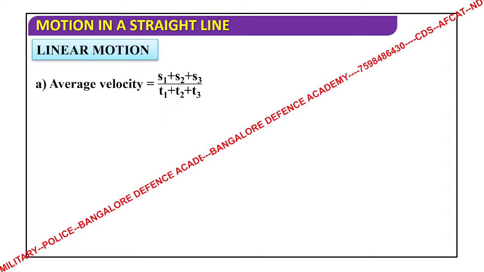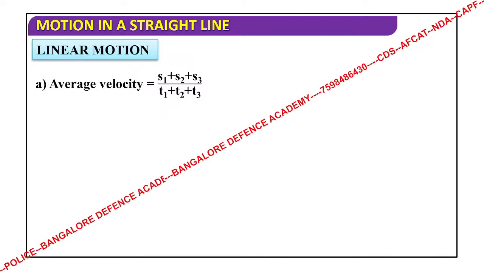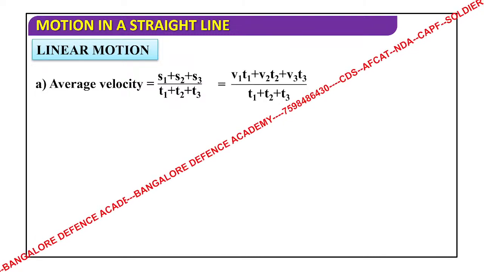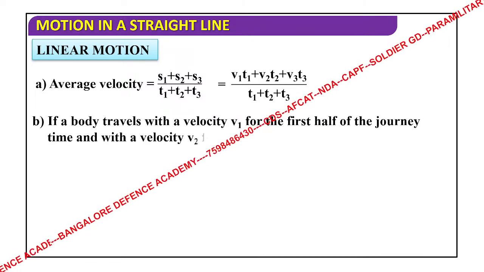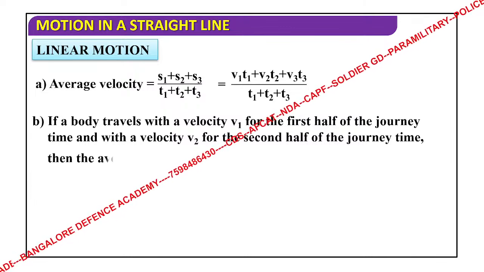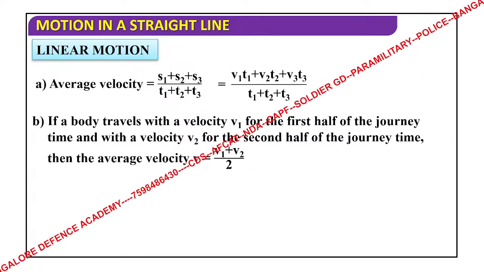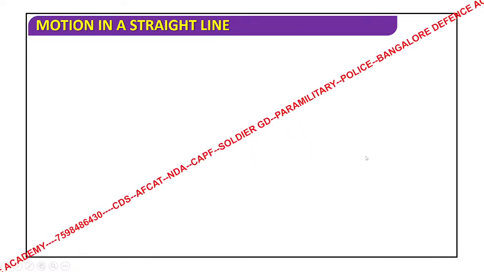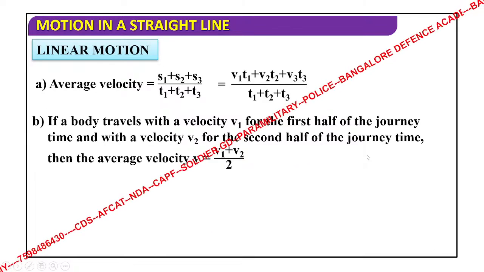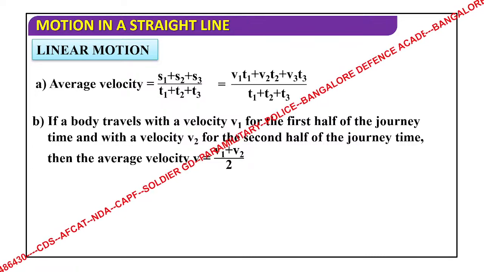Okay, so linear motion. This formula is very important. Take it down. Average velocity. If they have given 3 speeds and 3 times, then this is the formula. If a body travels with a velocity v1 for the first half and then velocity v2 for the second half, then the total average velocity will be this. Okay, so take down this formula. It will be helpful in your problem solving.